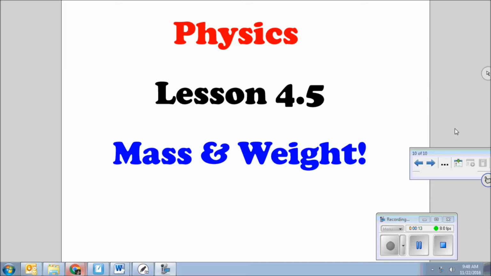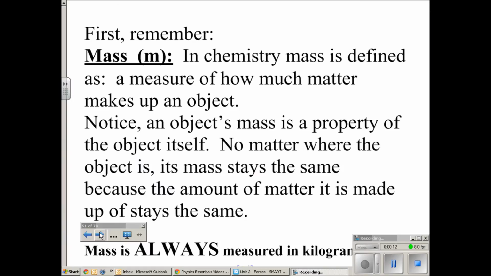All right, this is physics lesson 4.5. We're going to learn about the difference between mass and weight today. We need to quickly review what mass is. In physics, we define mass as a measure of an object's inertia, which is great, but unfortunately it doesn't help us a whole lot understanding the difference between mass and weight.